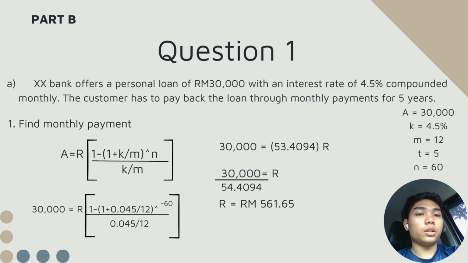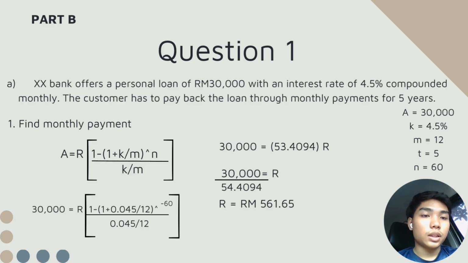First thing first, we should list down all the information we need to calculate this equation. A is the loan amount, RM30,000. K equals 0.045 is the annual interest rate. Then M equals 12 is the number of compounding periods per year. Then T equals 5 years. N equals 60 total payments. And R is the monthly payment we want to find.